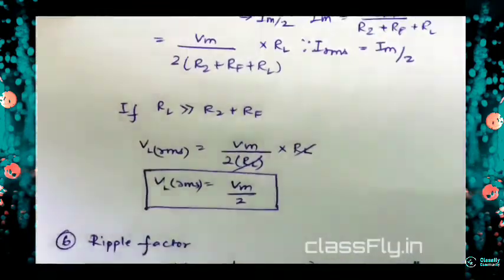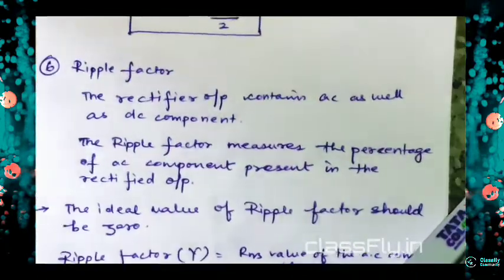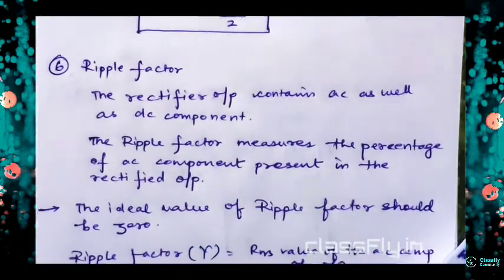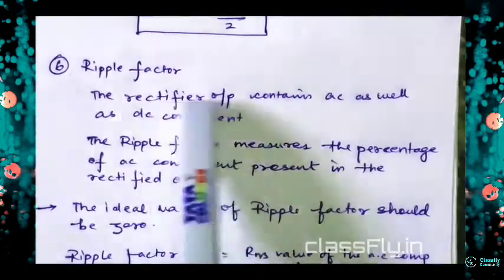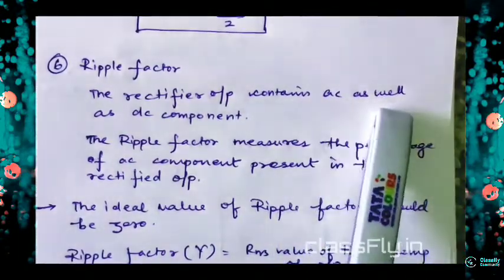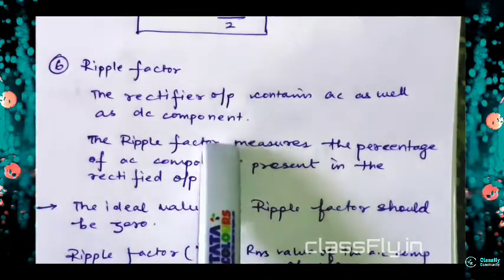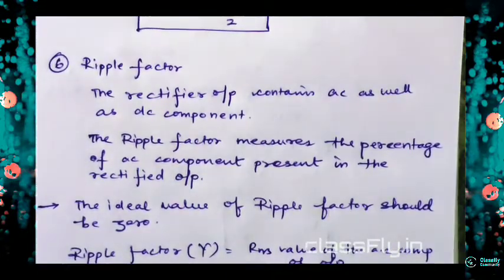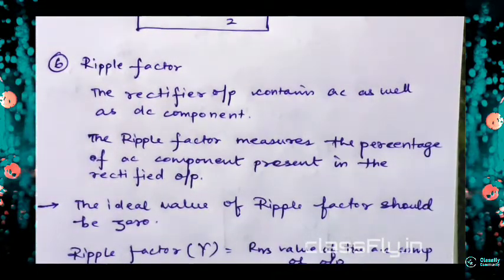Now we will head on to our sixth parameter, that is the ripple factor, which is one of the important ones. The rectifier output contains an AC as well as a DC component. We know that the rectifier's work is to convert alternating current or voltage into DC current or voltage.